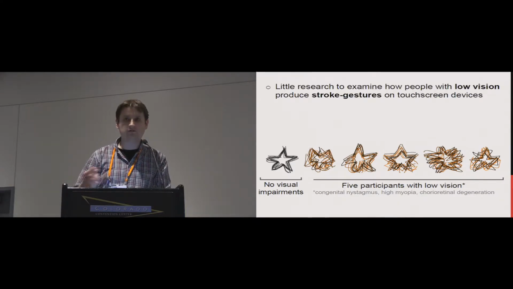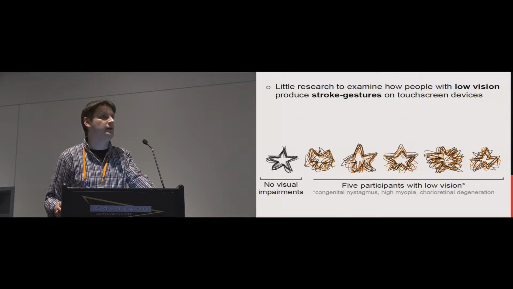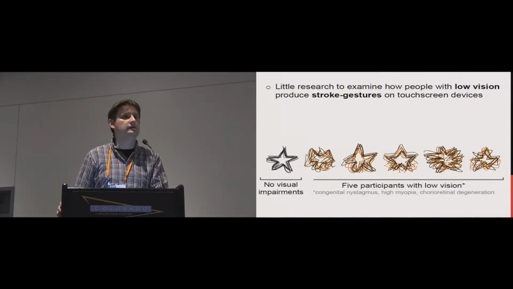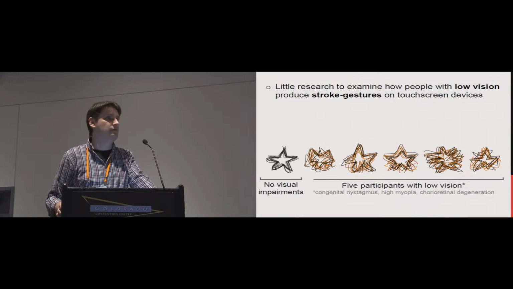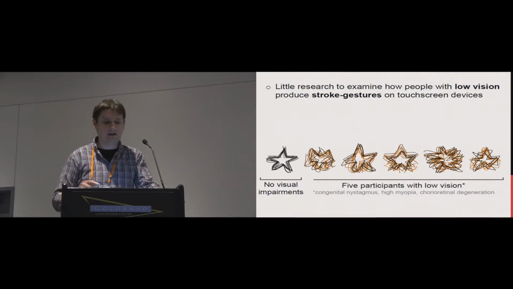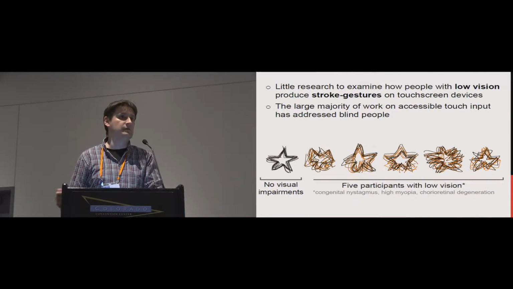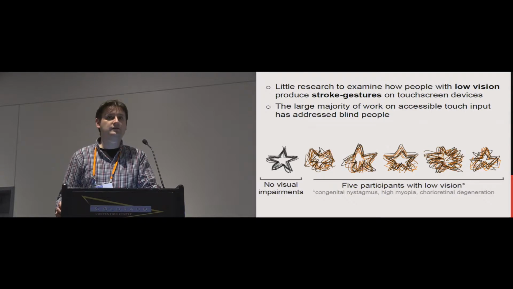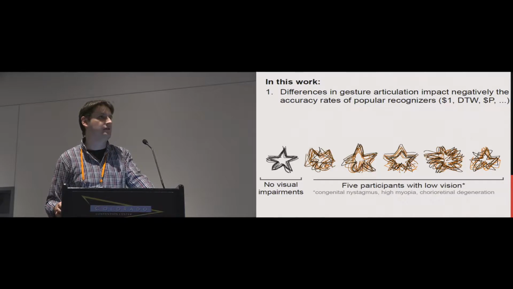Okay, so in order to understand why this variation in gesture articulation exists, I searched the literature, and surprisingly, I found very little research that examined stroke gestures produced by people with low vision, and honestly, I did not find any explication of why this variance exists. And the large majority of work that has been done on accessible touch input had mostly addressed people who are blind. So from this perspective, people with low vision have been kind of neglected by the community.